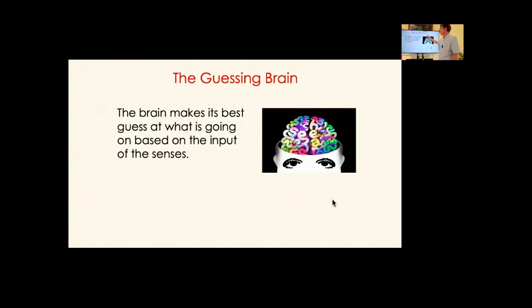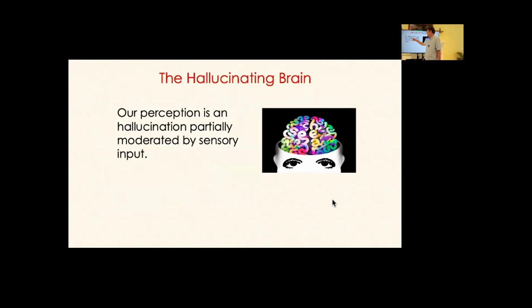So, some people believe, and this is kind of the standard statement, the brain makes its best guess at what is going on based on the input of the senses. Anil Seth, who's the top neuroscientist in the UK, puts it in a different way. He goes even further. He says, our perception is a hallucination, partially moderated by sensory input. We haven't got the data to have the experience we're having of the world at the moment. And so basically the brain's just thinking, I think I'm in a room. I think there's some people here. I think they're doing this. You know, I'm picking up some little visual kind of image.